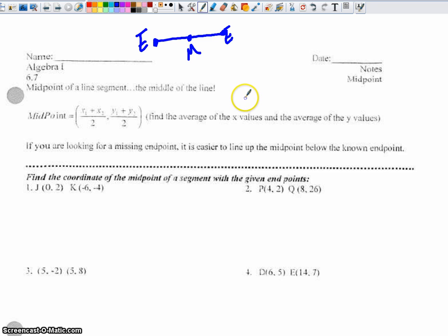Okay, there is a formula. It'll be on your formula chart for end of course for the midpoint. x1 plus x2 divided by 2 and y1 plus y2 divided by 2. Basically, all you're doing is finding the average of the x's and the average of the y's.